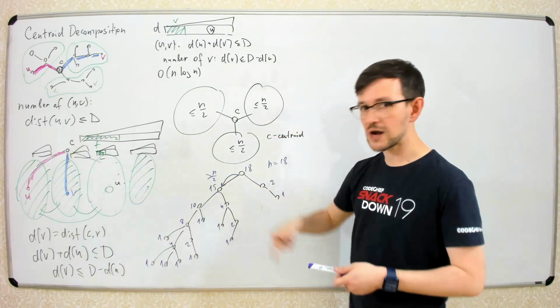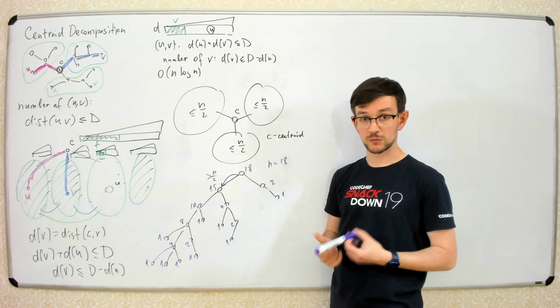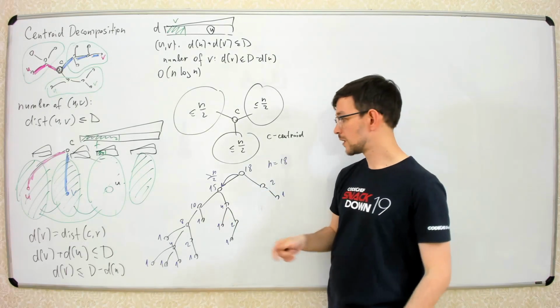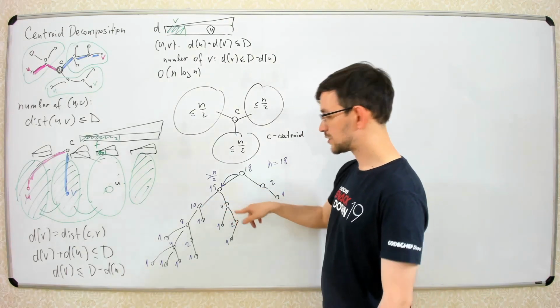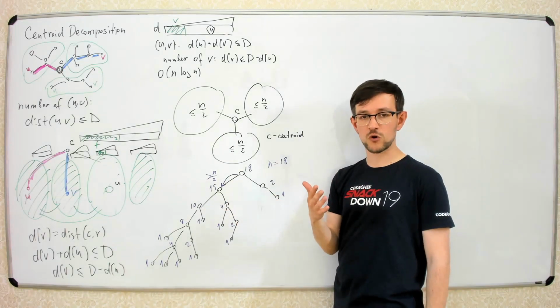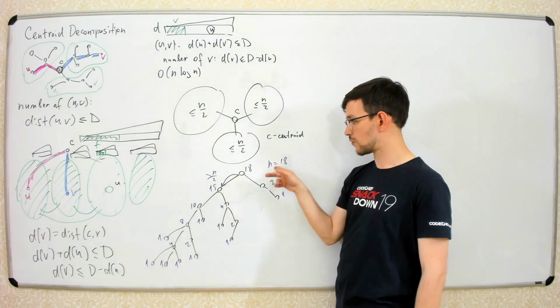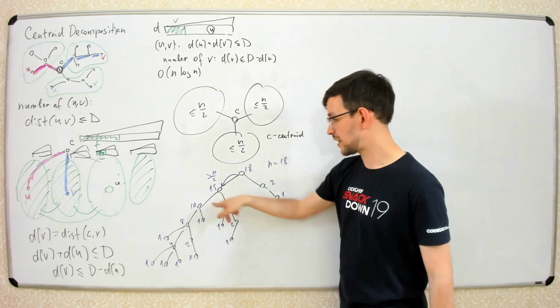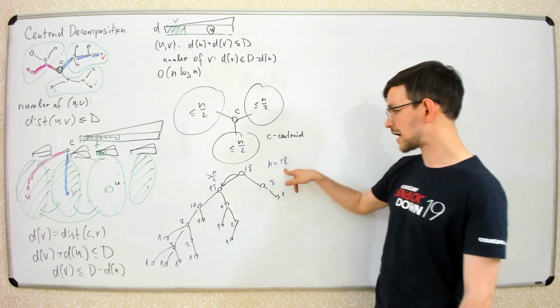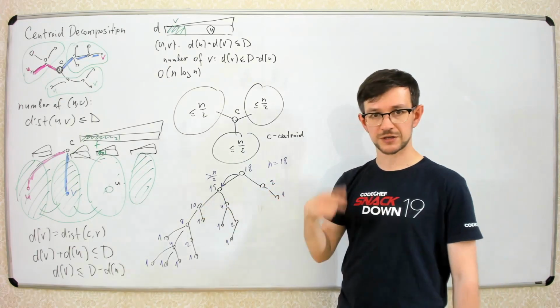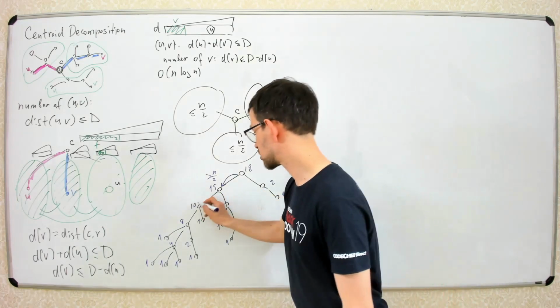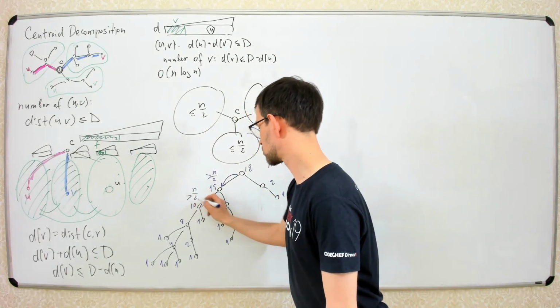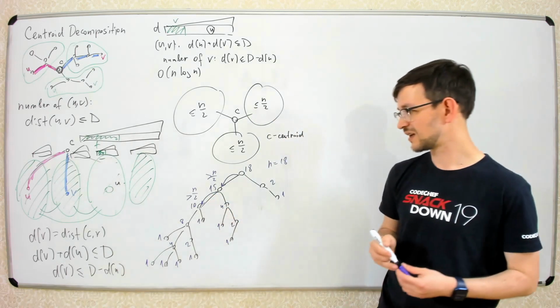Let's check if this child is a centroid. How to check if the child is a centroid? We will look at its children and see if all the children are less than n over 2. No, it's not, because the left child is more than n over 2. n over 2 is 9, and this left child is 10. So again, we have this child which is more than n over 2. So we go to this left child.